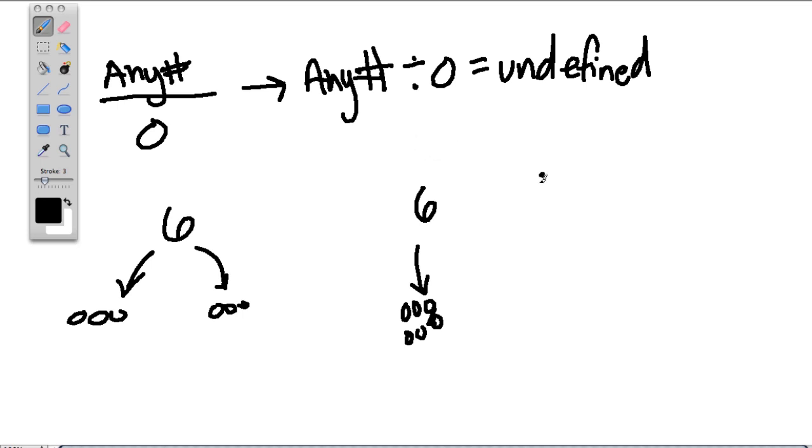So if you have 6 and you divide it to nothing, where do you go? Where do you take those apples? If you split them to 2 or 3 or something, you're dividing them not by nothing, but by something. So dividing by nothing has no meaning. So anything divided by 0 is undefined.